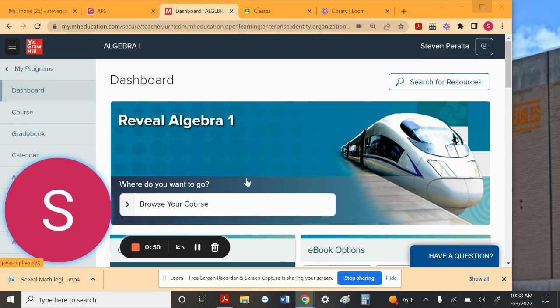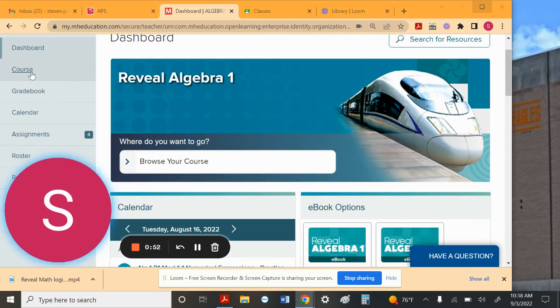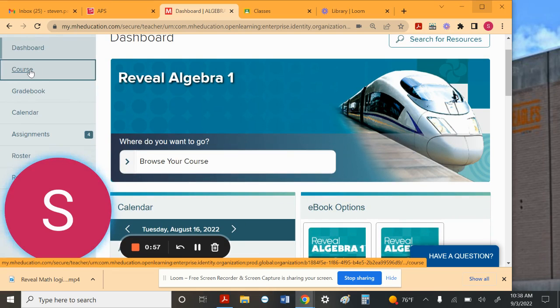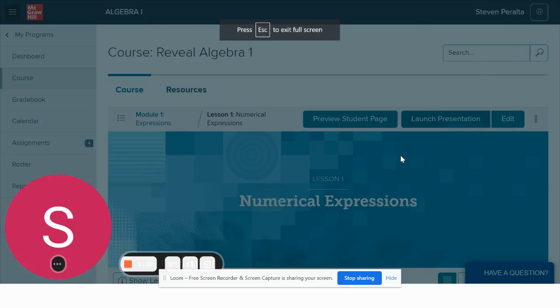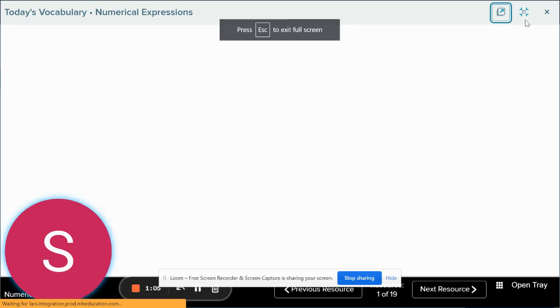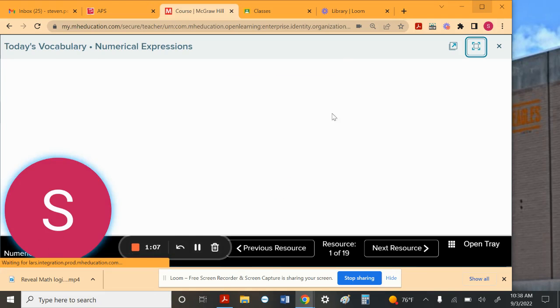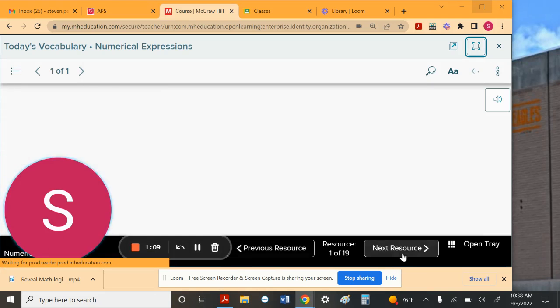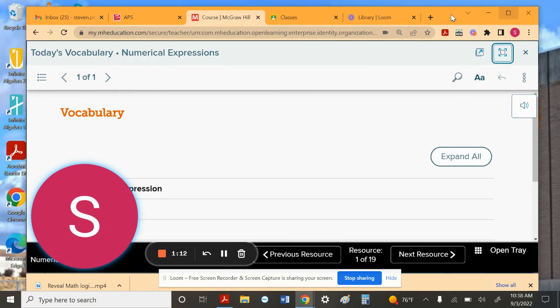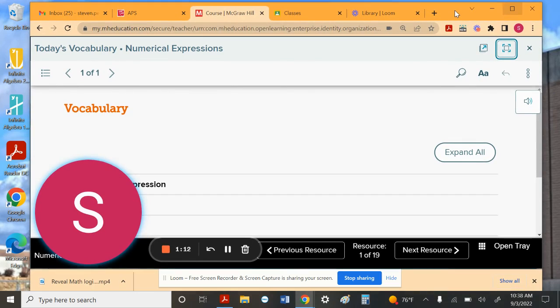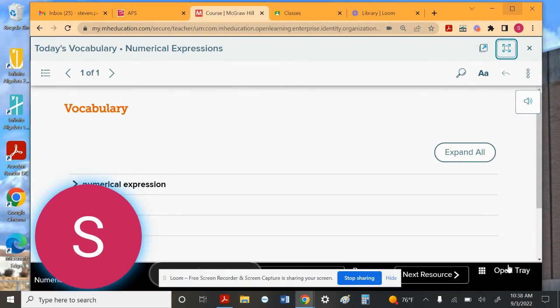So normally you would go through and grab it off of your calendar. I'm going over to my course. You could also do this too. And then you notice that your launch presentation would be there as well. So again, I am not going to put it all the way up. You should have this previous and next resource information that's down here, and make sure that you can access that part of it. So we're going to go ahead and get started.